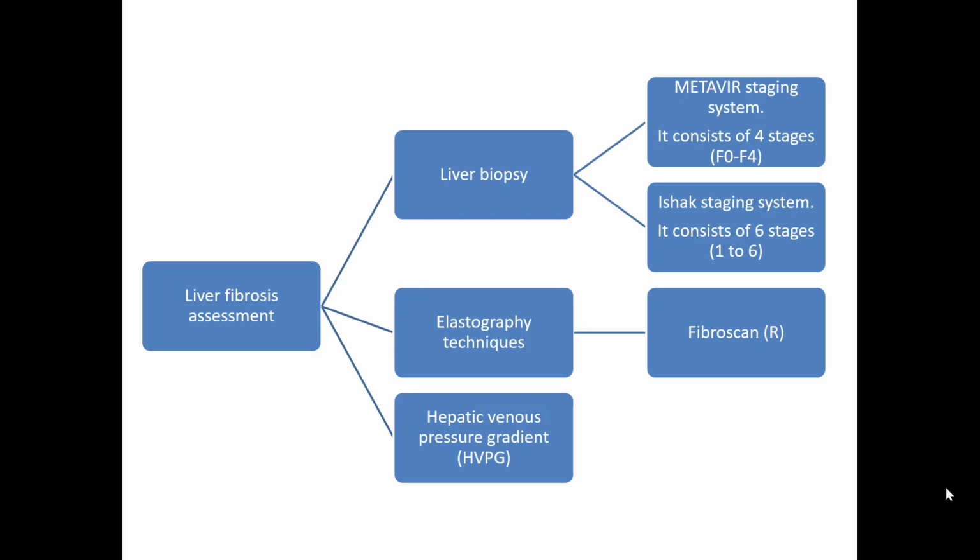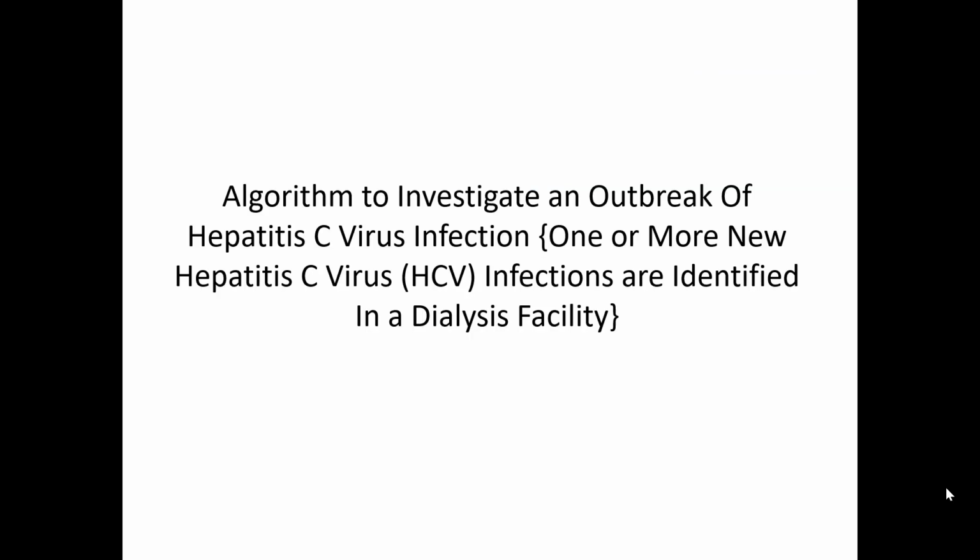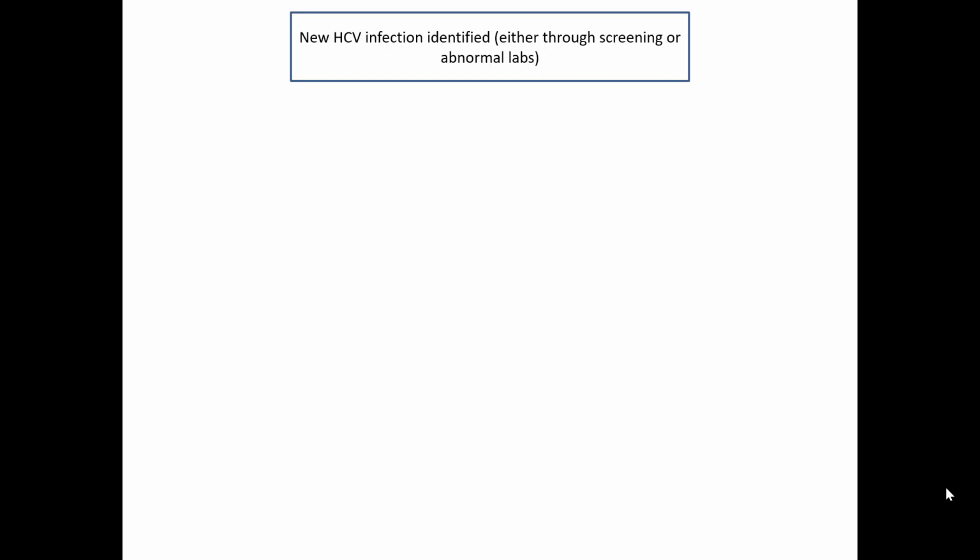In case the patient's FibroScan result reveals F4, then we should perform hepatic venous pressure gradient in order to determine whether the patient will have simultaneous liver and kidney transplantation, or we will just stick with the direct acting antiviral treatment. Next is the algorithm on how to investigate an outbreak of hepatitis C virus infection in a dialysis facility.